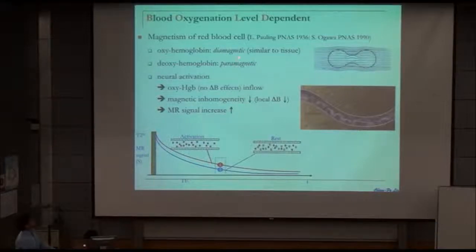And the basic idea is that oxygenated hemoglobin actually has a diamagnetic property. Diamagnetic means that when this material is located in a magnetic field, it doesn't like the magnetic lines, so it wants to push them away. But deoxygenated hemoglobin has another kind of magnetic property, paramagnetic, as we show here. It will attract the magnetic lines.